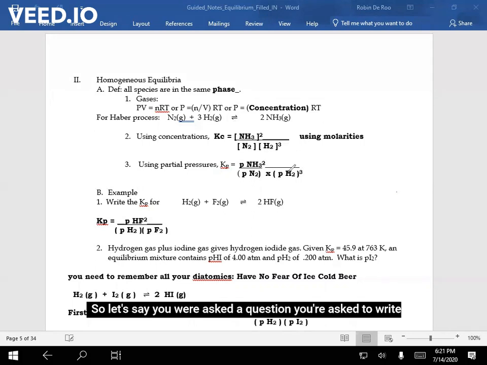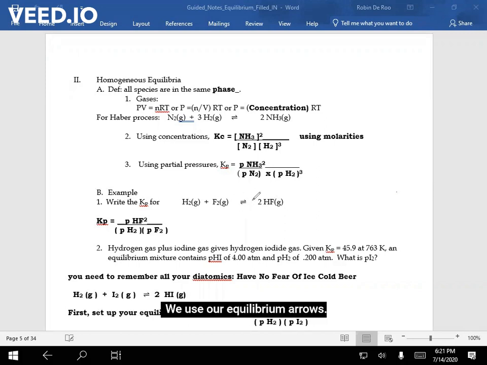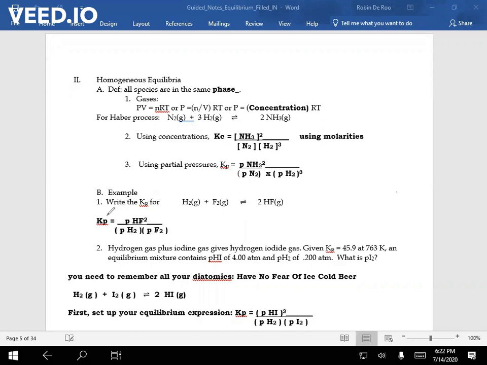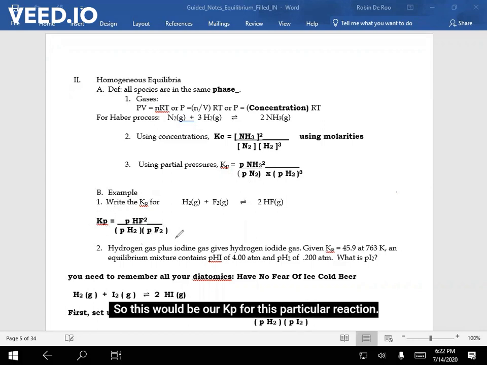So let's say you were asked a question. You were asked to write the Kp for this reaction. It's the synthesis of hydrogen fluoride. So you have to be able to write the balanced equation. We use our equilibrium arrows. We put the products on top, the reactants on the bottom, and then because these are gases, this would be a Kp. So this would be our Kp for this particular reaction.